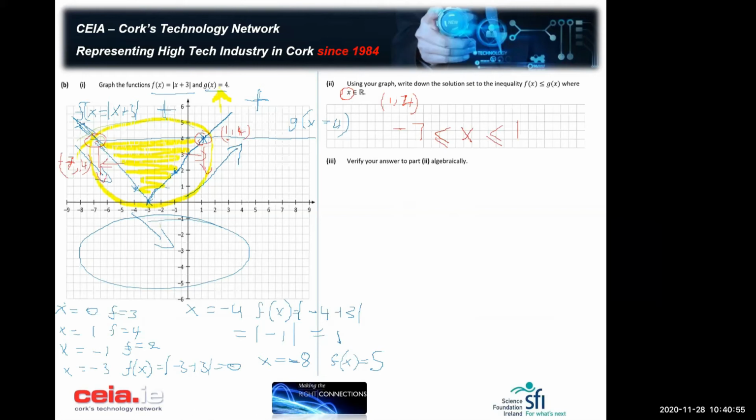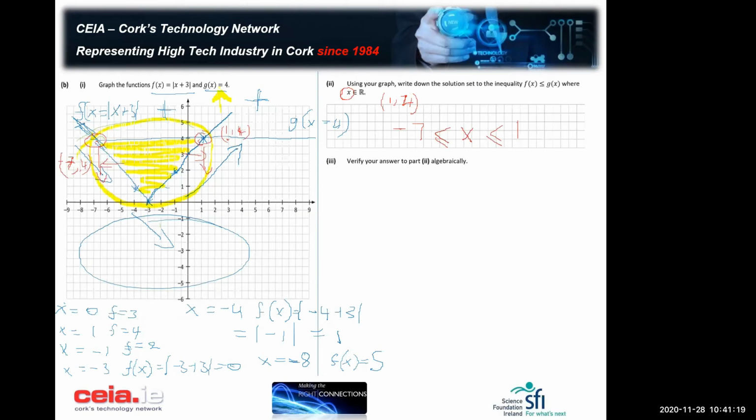It's hard not to be able to get feedback from you, but the solution set for the question is that for all the values between -7 and 1, where x is equal to -7 up to 1, between those values the f of x actually is less than g of x.